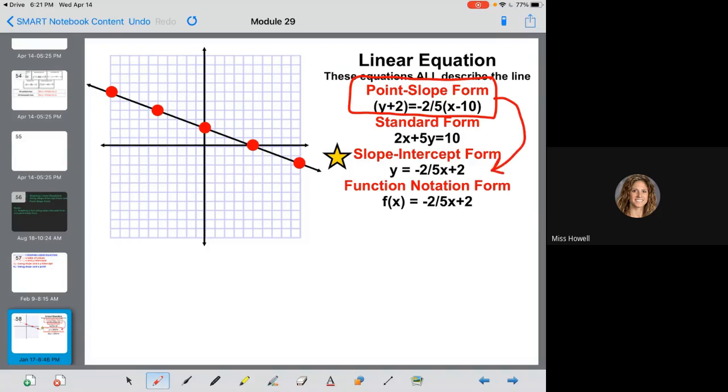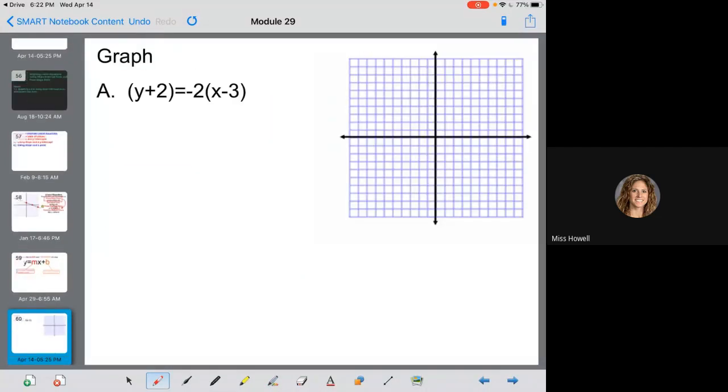Once we're there, we've rearranged. We can use this slope and this y-intercept to help us graph. So one last extra notebook example. Can we take a point-slope version of an equation, rearrange it to y equals mx plus b, and get our graph?